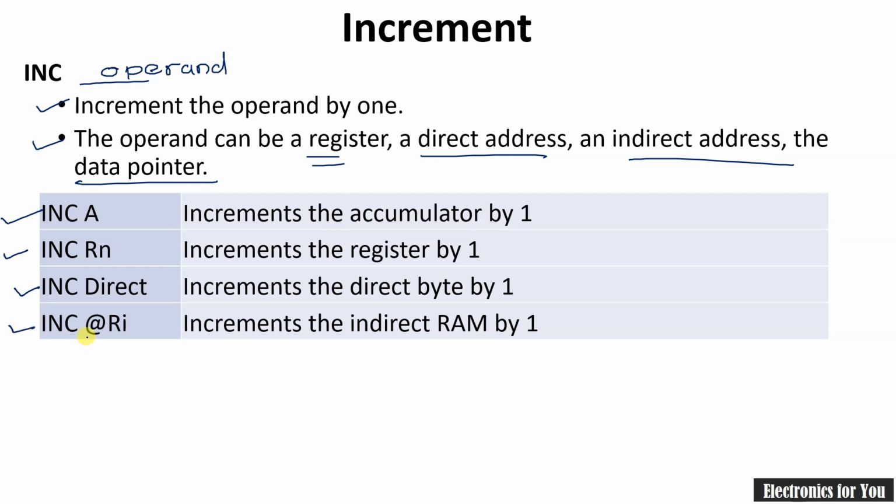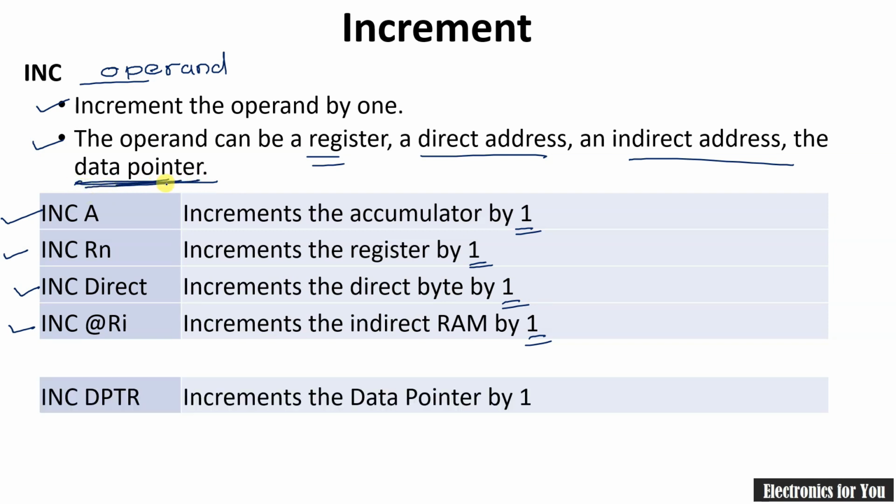INC @Ri is the indirect addressing mode. Again, the indirect address indicated by this pointer will be incremented by 1. So all INC instructions increment the data of that operand by 1. One more INC instruction is there to indicate the data pointer, that is nothing but DPTR. So INC DPTR will increment the DPTR's content by 1.